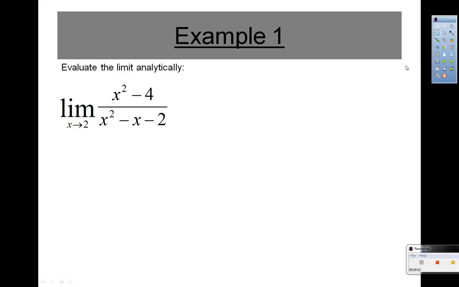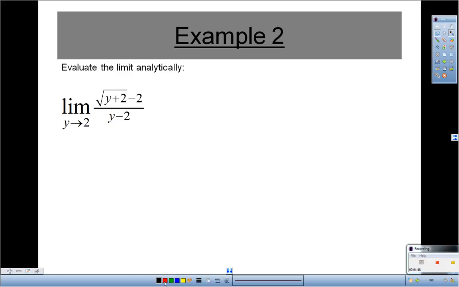Alright, let's take a look at another example. Notice that this one's a little bit different. It involves a square root. Now, I'm not saying that this method will always work, but typically whenever you see a square root, the best thing to help you do this is the conjugate.